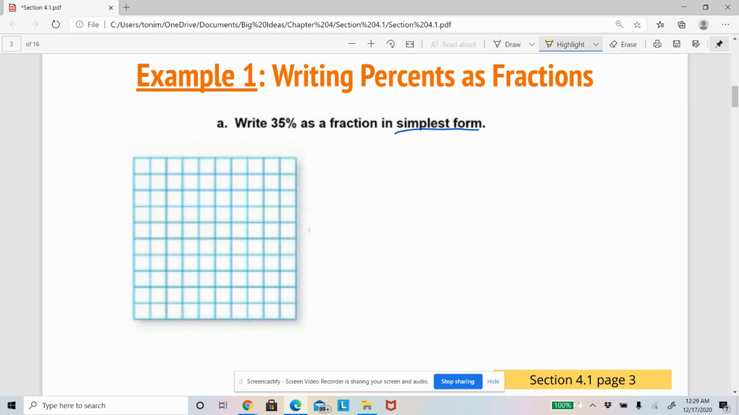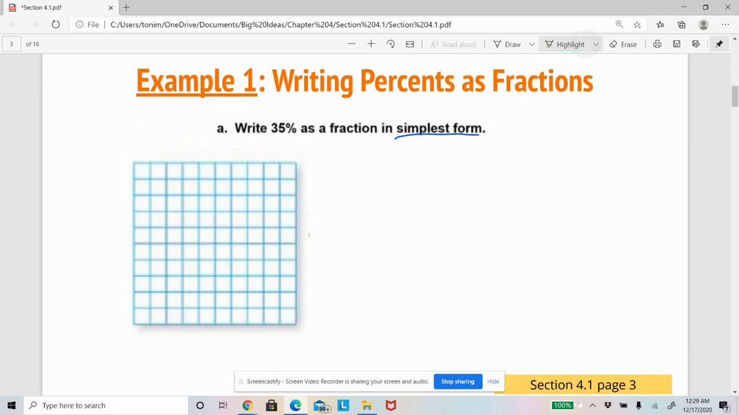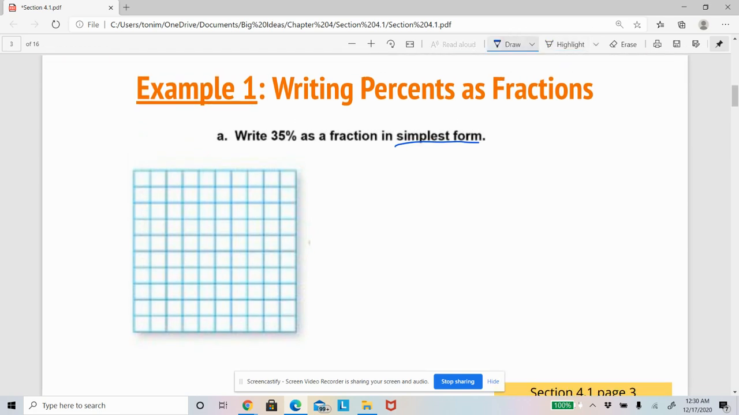I'm going to see if my highlighter works when we do this. So it's asking to write 35% as a fraction, which is really saying out of 100, and that's why you have a hundreds chart. If it's going to let me, I guess it's not. I was hoping it was going to. Okay, you're going to shade in 35 out of 100. 1, 2, 3, 4, 5. Okay, so when you're writing it, you are writing 35 out of 100, 35 over 100.